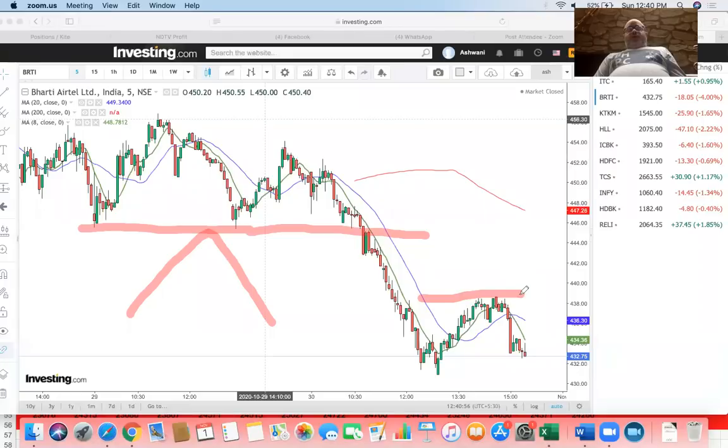Why you don't want to short here? Because your stop will be above 200. Here, if you go short, and chances are Monday morning this 200 will come down further, then you can get short on this time frame.